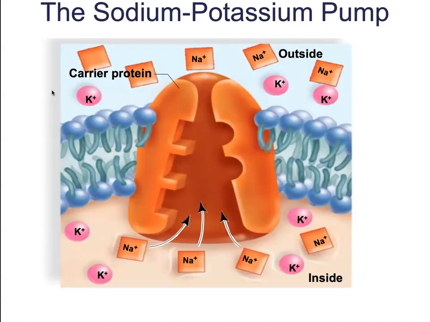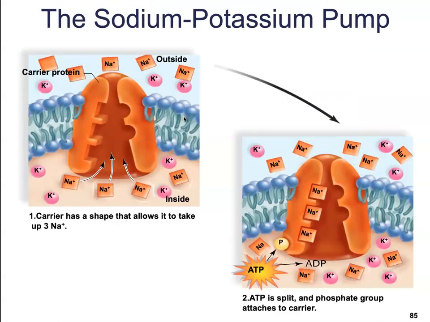So here's an example of what that looks like. The sodium-potassium carrier has an initial shape that allows it to bind to 3 sodium ions. These are going to move in to these spots here. Now, once they move in, a phosphate group is going to be broken off ATP. We're going to turn ATP into ADP. We're going to break that final phosphate bond and release a burst of energy that is going to allow this pump to change shape.